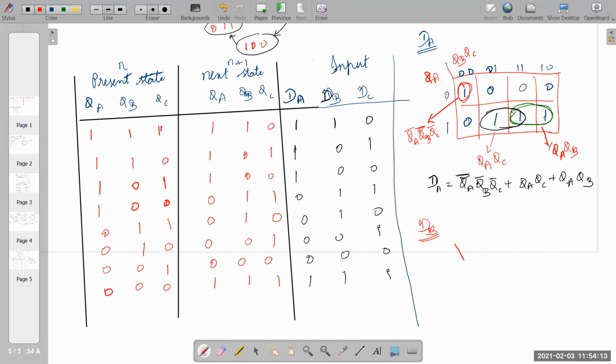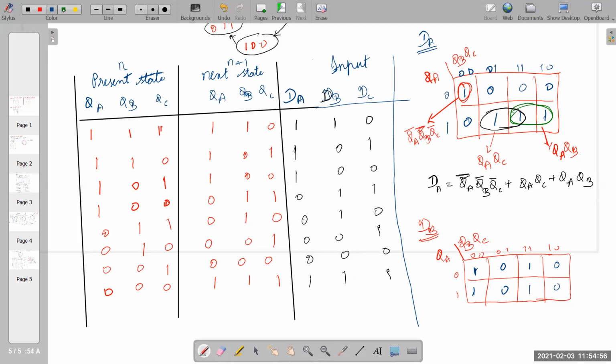Then it is DB. For DB, 3 variables, so 8 box came up again. QA, QB, QC, 0 1 0 0 0 1 1 1 1 0. Try to fill it up. For 0 0 0 it is 1. 0 0 1 it is 0. 0 1 0 it is 0. 0 1 1 it is 1. Then 1 0 0 it is 1. 1 0 1 it is 0. 1 1 0 it is 0. 1 1 1 it is 1.